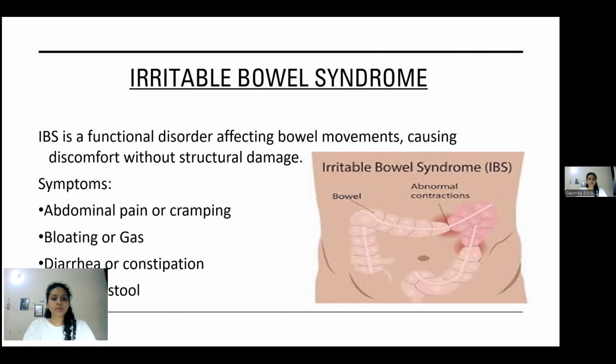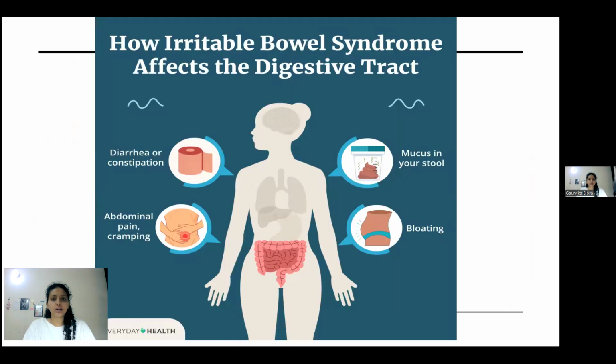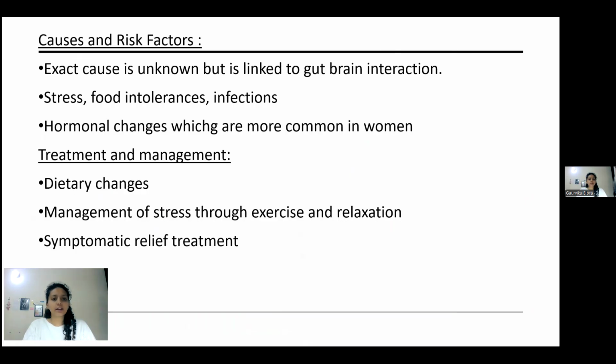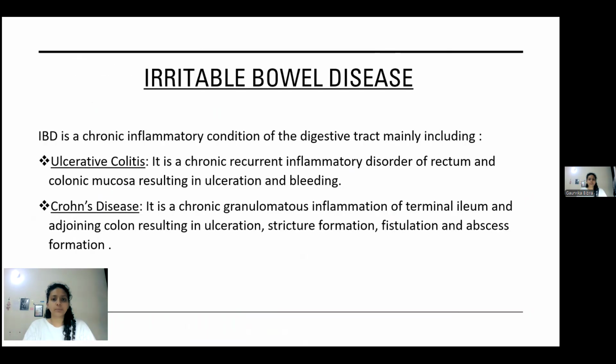Irritable bowel syndrome or IBS is a functional disorder affecting bowel movements, causing discomfort without structural damage. Symptoms are abdominal pain or cramping, bloating or gas, diarrhea, constipation, mucus in stool. Causes and risk factors: exact causes are unknown, but it is linked to gut-brain interaction, stress, food intolerances, infections, hormonal changes, which are more common in women. Treatment and management: dietary changes, management of stress through exercise and relaxation, symptomatic relief treatment.